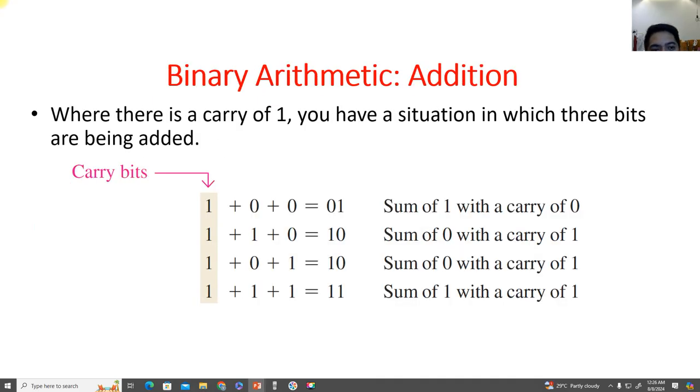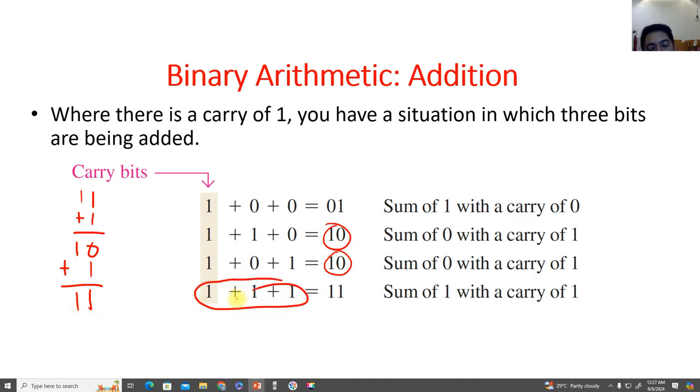Where there is a carry of 1, you have a situation in which 3 bits are being added. So if you have 1 plus 0 plus 0, that's 1, carry 0. We have 1 plus 1 plus 0, that's 0, carry 1. We have 1 plus 0 plus 1, that's still 0, carry 1. 1 plus 1 plus 1 is 1, carry 1. It makes sense because 1 plus 1 in binary is 0, carry 1, so you have 1, and then you add 1, we have 1, 1. So if you add three 1s, it will produce 1, 1.